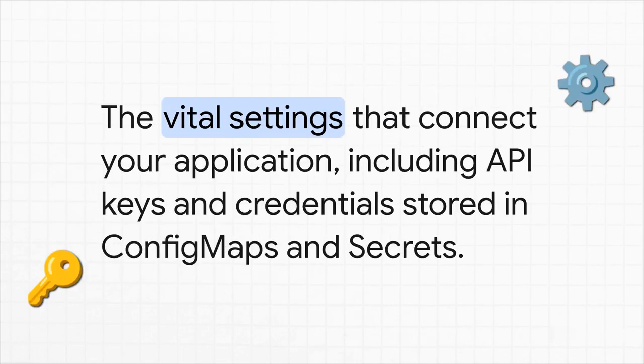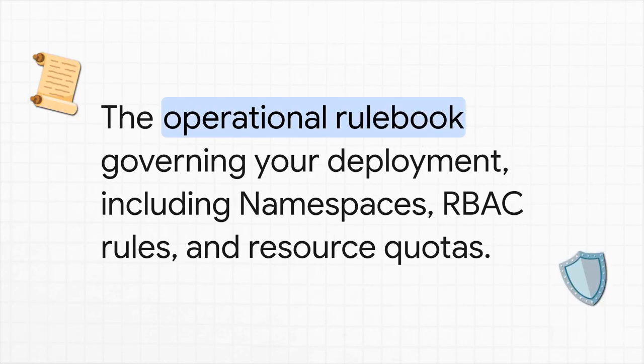And then you've got the configuration layer. This is all the vital stuff, the settings, the API keys, the database credentials, all stored in your config maps and secrets. Without this layer, your application blueprint has absolutely no idea how to connect to anything. It's just lost. And finally, there's the platform metadata. This is what defines the whole operational environment. Who can do what, what resources they're allowed to use, and how the cluster is logically carved up. It's basically the rulebook that governs your entire deployment.